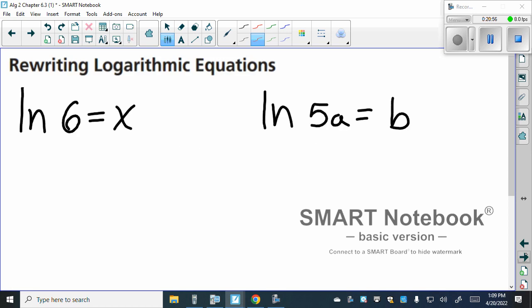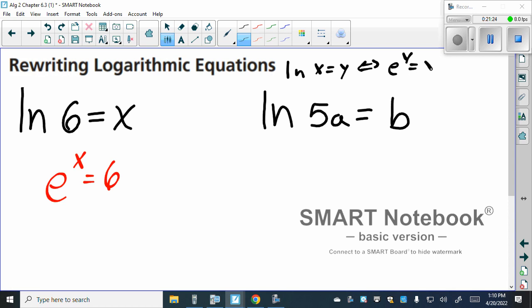So what we're going to do for these next few here is the same as what we did at the beginning, but now we're talking about natural logs instead of logs. So if I want to write ln of 6 equals x as an exponential, we would have what? E to the x equals 6, because ln of x equals y, if and only if e to the y is equal to x.